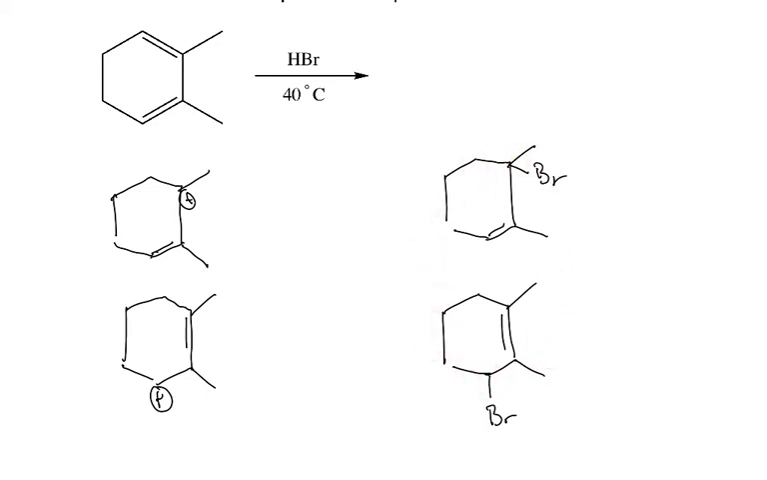So first I want to think about stability. Here I have a tri-substituted alkene. Here I have a tetra-substituted alkene. So this one is the one that's going to be more stable. So this would be favored under thermodynamic control, and so at higher temperatures, and we were using 40 degrees as higher temperatures, should favor this one.